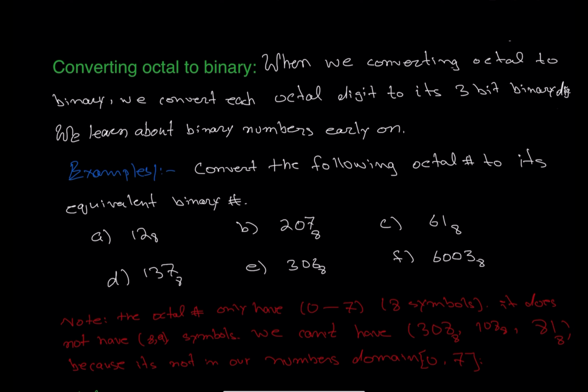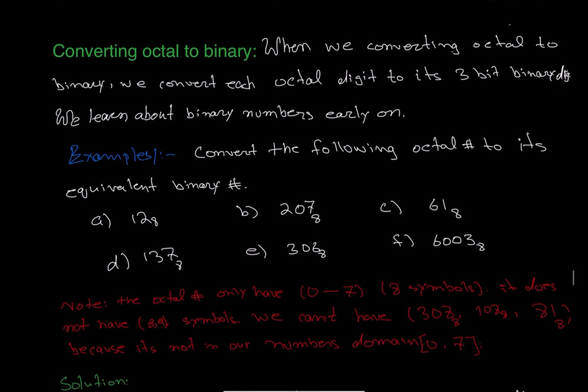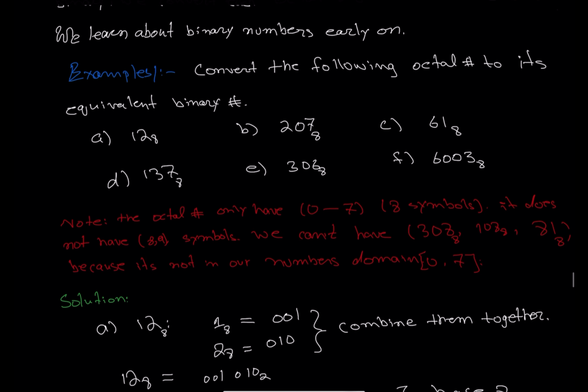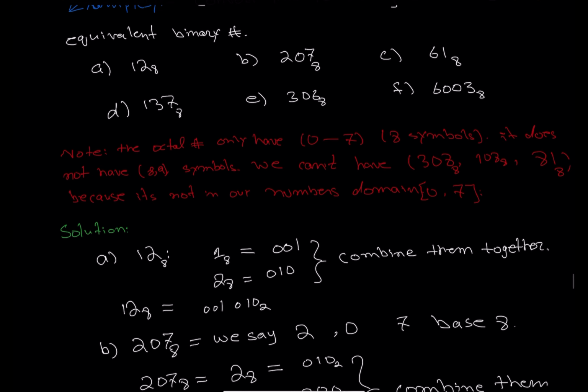Shifting gears, converting octal to binary. When converting octal to binary, we convert each octal digit to its 3-bit binary representation, which we just did in an example before, like 37 base 8. Here is an example: convert the following octal numbers to their equivalent binary numbers. 12 base 8, 207 base 8, 61 base 8, and so on, back and forth. I have 6 examples there.